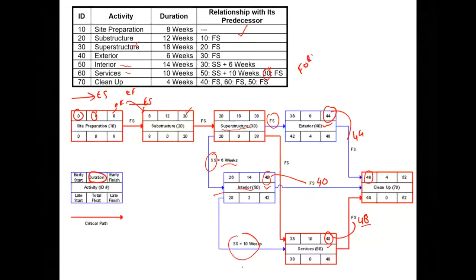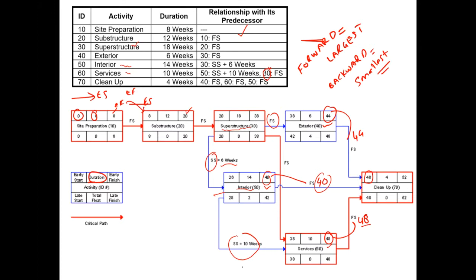So we remember that in doing a forward pass, if you come across a merge activity, you have to always choose the largest of the values. The reason is that, for instance, if you have chosen a 40, that would defy the logic, because you will be starting cleanup without finishing the activities as was required. So in case of a forward pass, we choose the largest value. And this is reversed when we do the backward pass. If we come across a merge activity, then we will be choosing the smallest of the values.